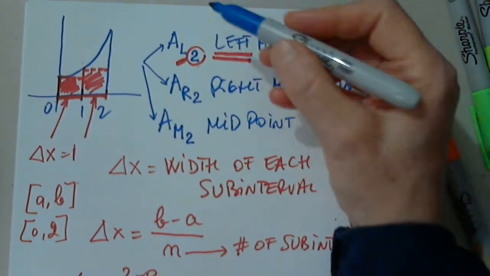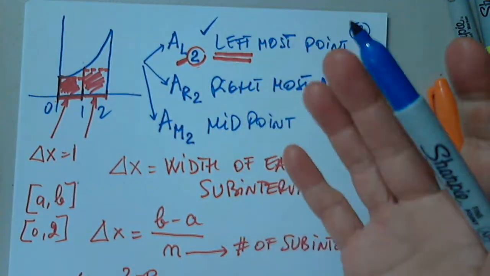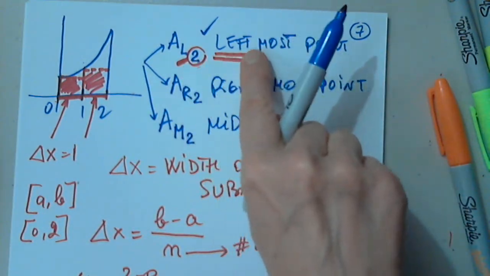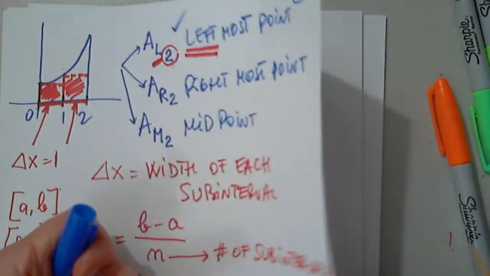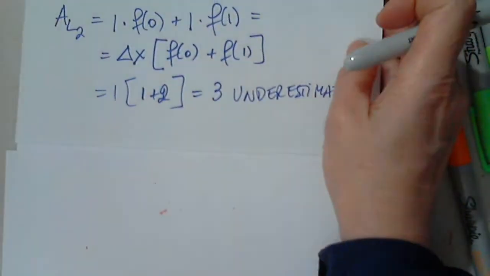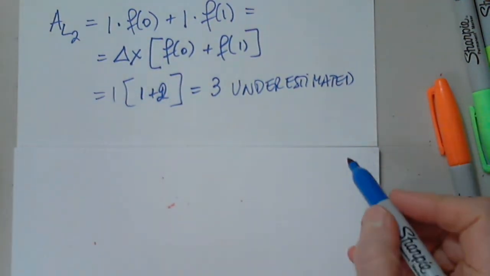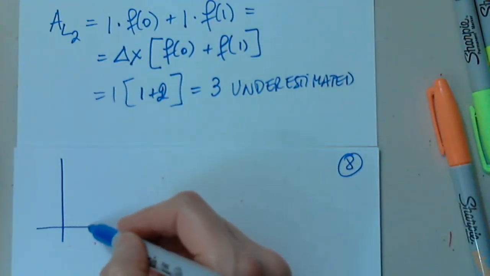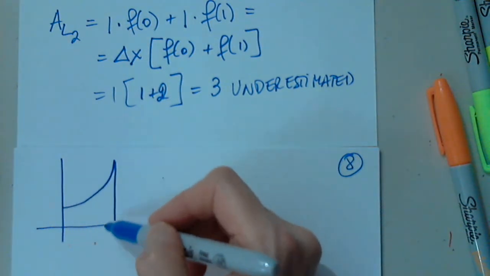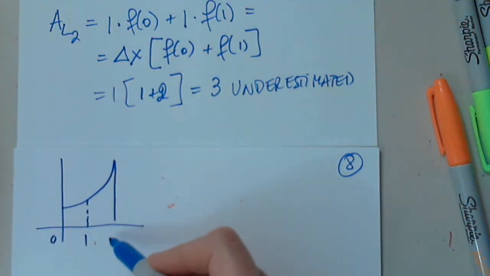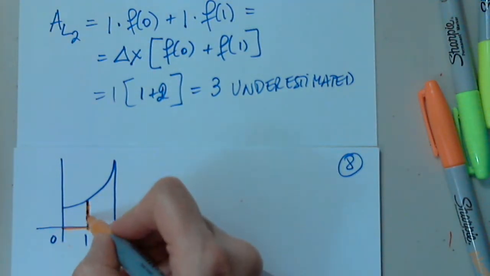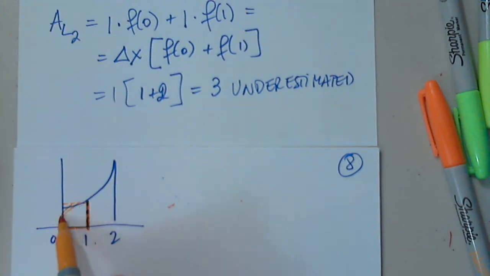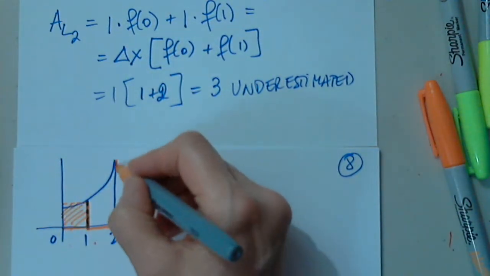Good. So now we know how to approximate the area with the leftmost point with two subintervals. Okay, so now let's see how we do the same thing with the rightmost point. And then I'm going to ask the same question. So again, real quick, the graph is this. So this is 0, this is 1, and this is 2. Now we want the rightmost point. The rightmost point means this: base times height. Base times height.